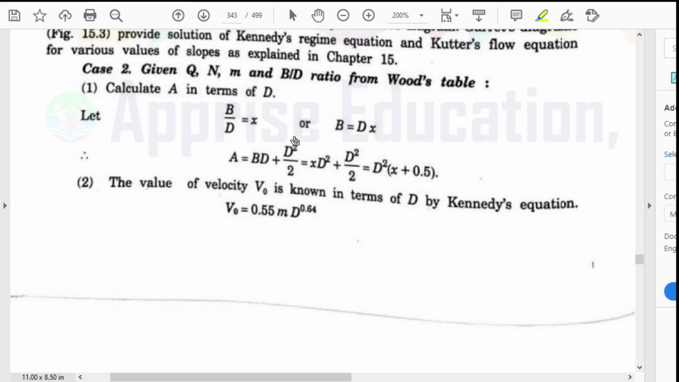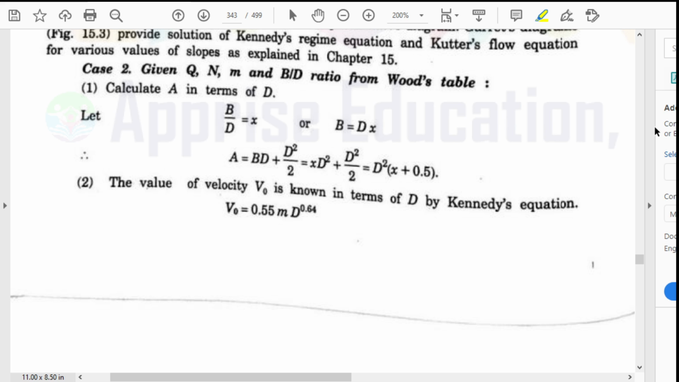Now in this table they have given various B by D ratios, and from those ratios they give the slope value, the V by V0 ratio and the minimum velocity for the channel. You don't need to take that whole table. In the problem you will be provided with the B by D ratio only.